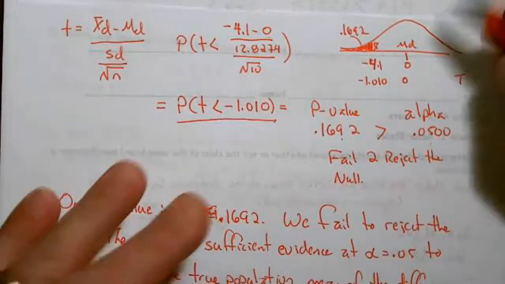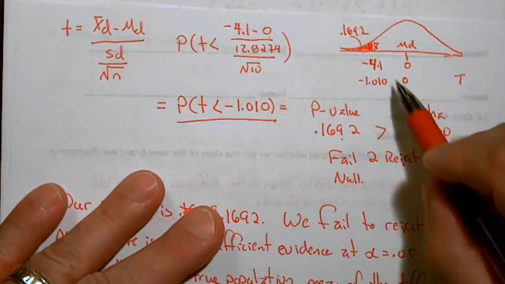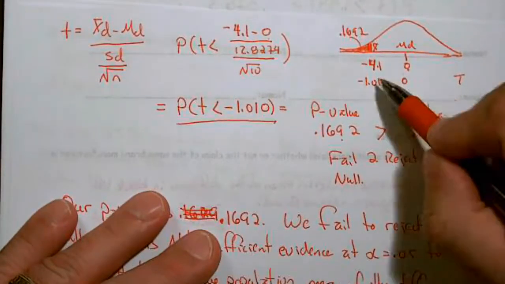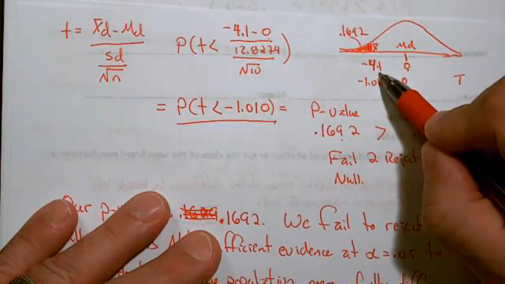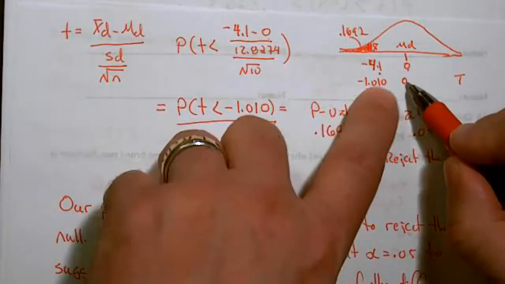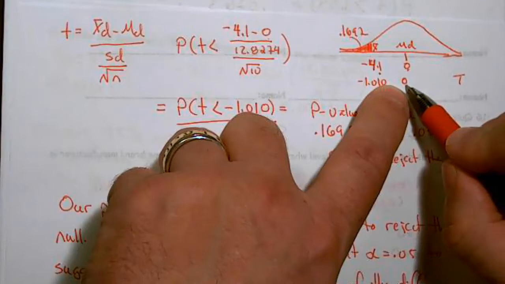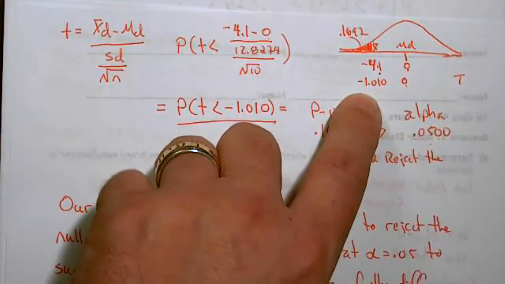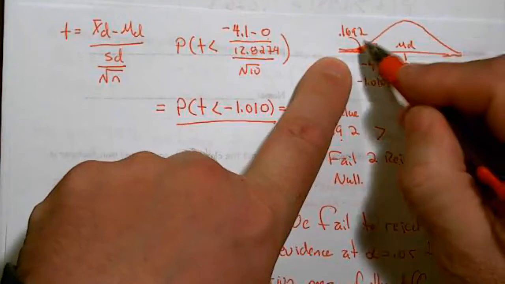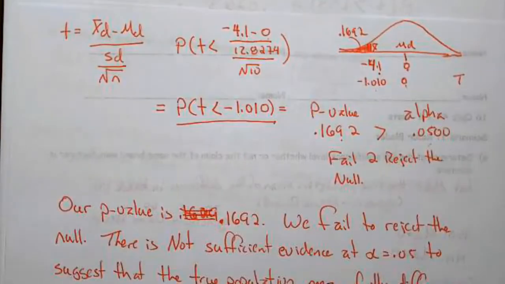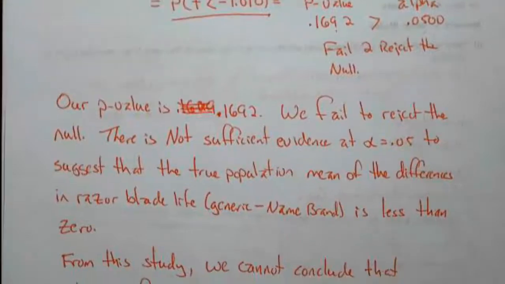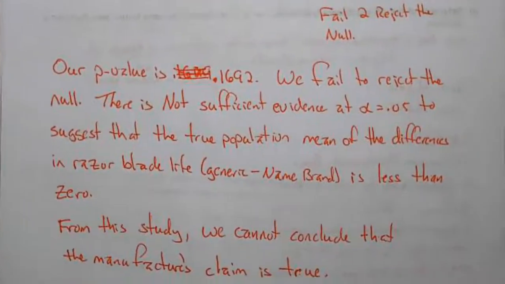What this looks like on a graph is we have a t distribution, and the claimed mean is that there was no difference. We ended up getting a sample mean difference of 4.1. This maps directly to a t statistic of 0 and negative 1.01, which is what we got here. And this little shaded area is 0.1692. All right. So our p-value is 0.1692.